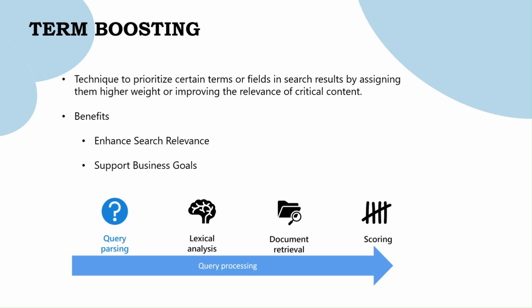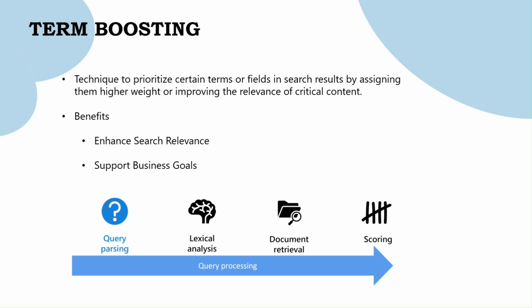Now, let's talk about the benefits of term boosting in Azure AI Search solutions. The first one is enhancing the search relevance. Term boosting makes your search results smarter by giving higher priority to certain keywords or fields. The system ensures users quickly find what's most important, saving their time and effort. The second benefit is supporting business goals. Term boosting isn't just about improving the user experience, it's also a strategic tool. For instance, you can elevate the visibility of specific products or content that aligns with your business objectives such as seasonal promotions, high margin items or critical announcements.